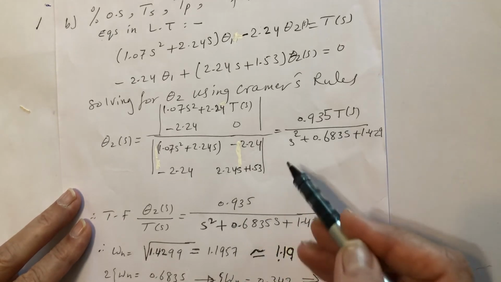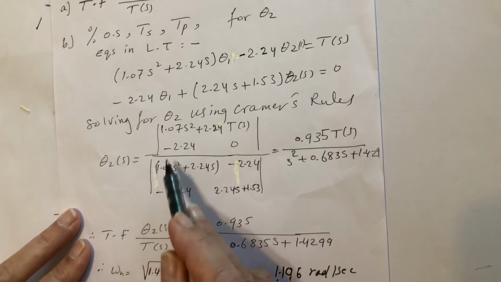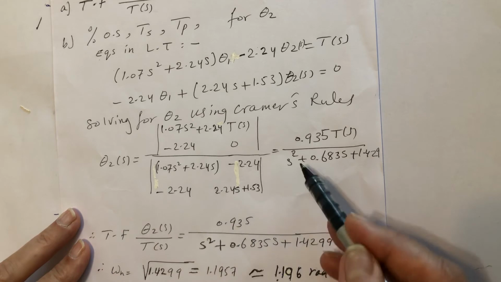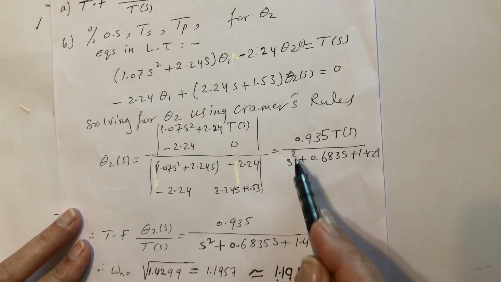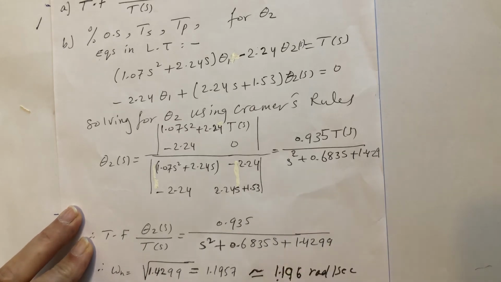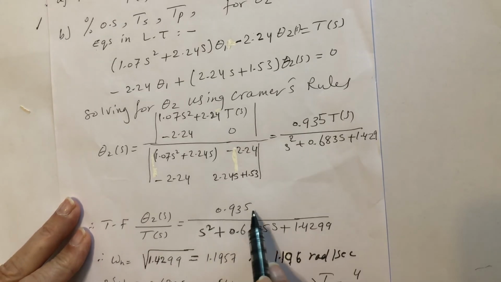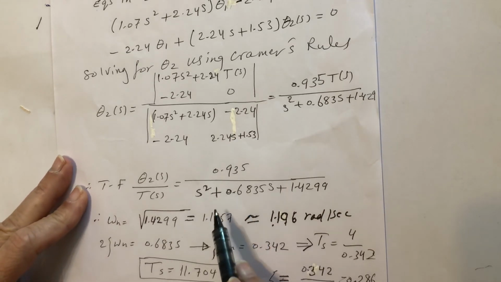This comes because I have this coefficient here, and you have to get rid of it. That's why it's changed here. You have to make this equal to 1. Otherwise, all your calculations will be wrong. So theta 2 over T of s equals 0.935 over this denominator.